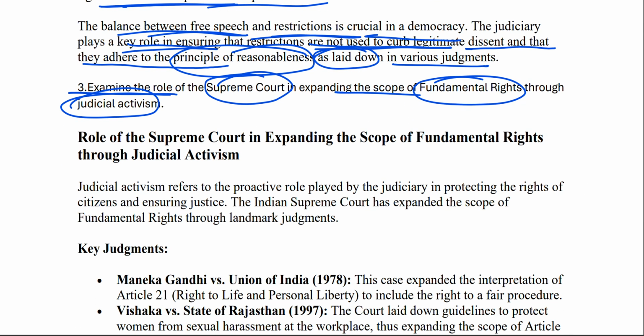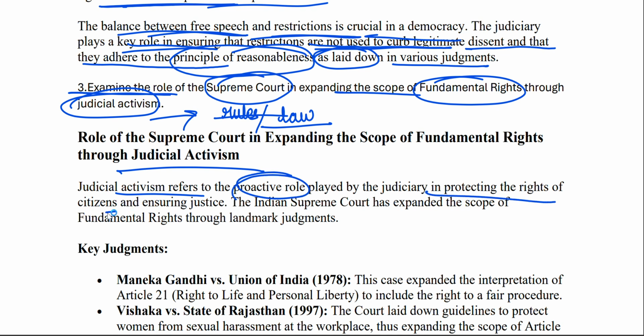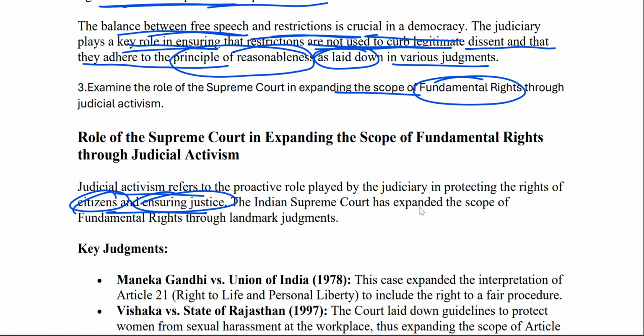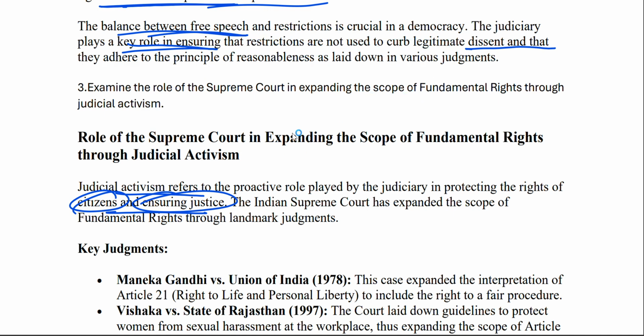Now, what is judicial activism? When the judiciary is involved in making the rules or making the law, it is what we call judicial activism. Judicial activism is a proactive role in protecting the rights of citizens and ensuring justice. Supreme Court landmark cases through judicial activism.